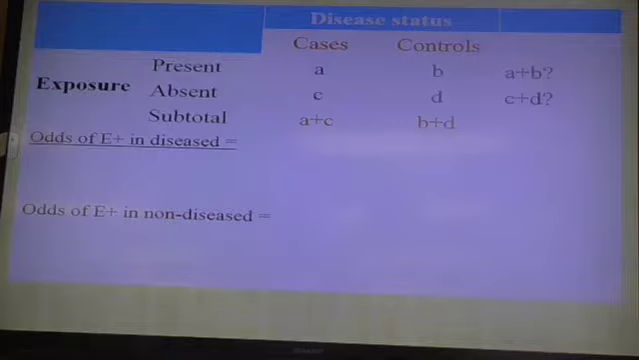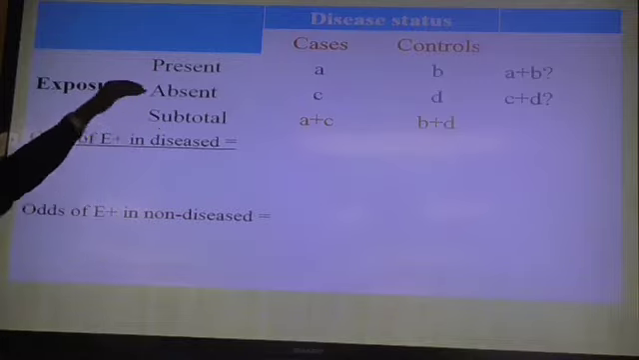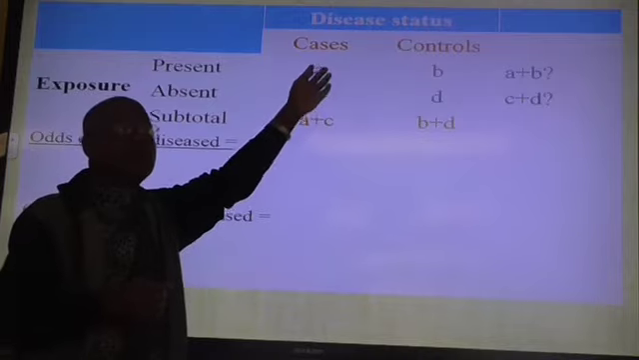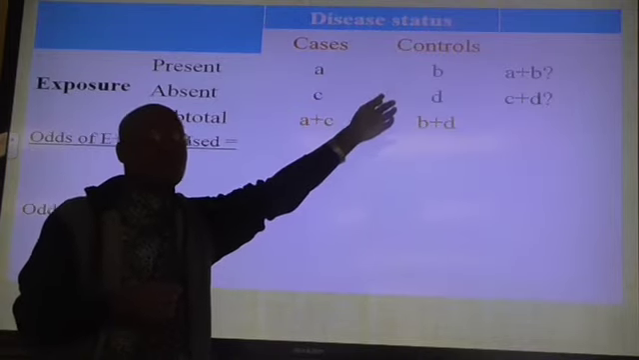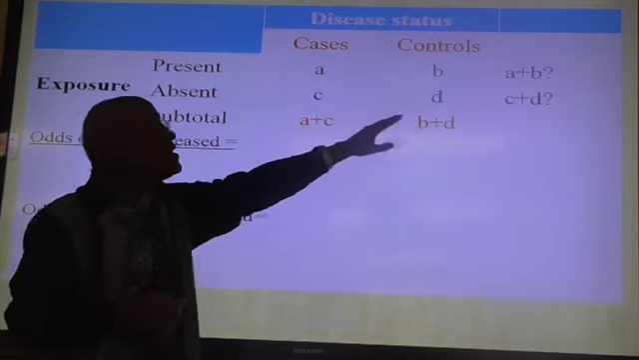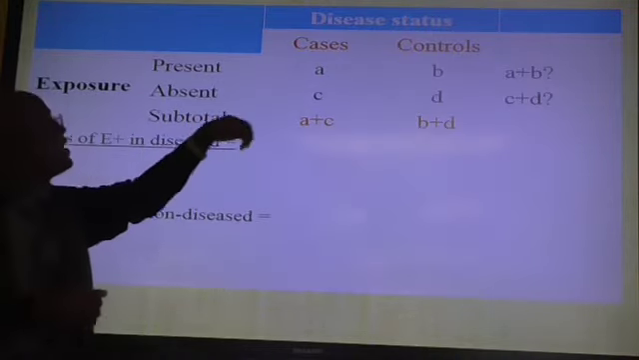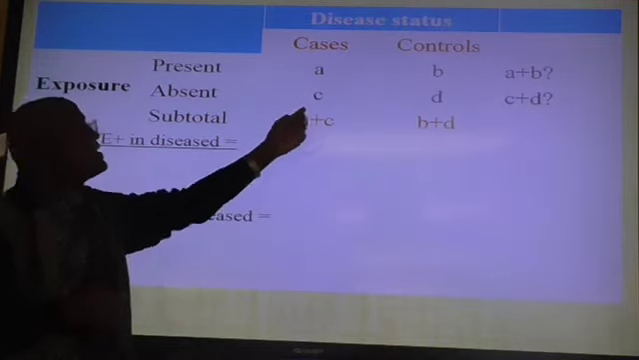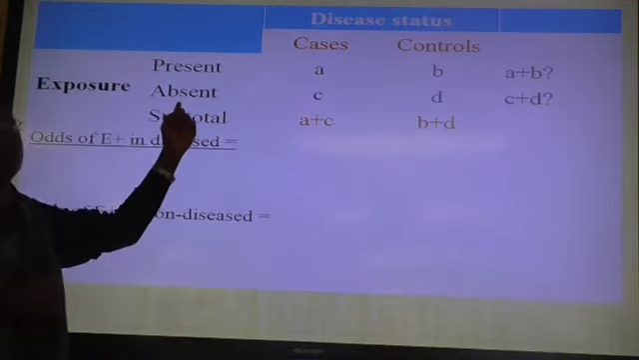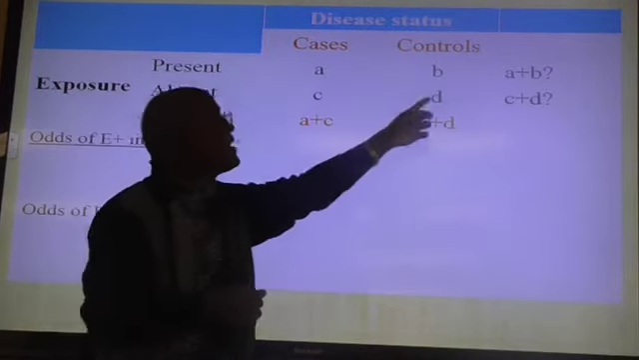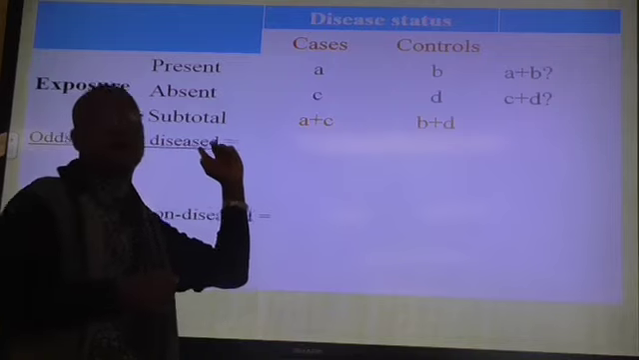So as I said, we cannot calculate risk, but we can look at what? Whether the exposure is more common in the cases compared to controls. Whether exposure is more common in this group compared to this one. So what does that mean? You have cases with the factor and also cases without the factor. And here you see that what? Controls with the factor and controls without the factor.